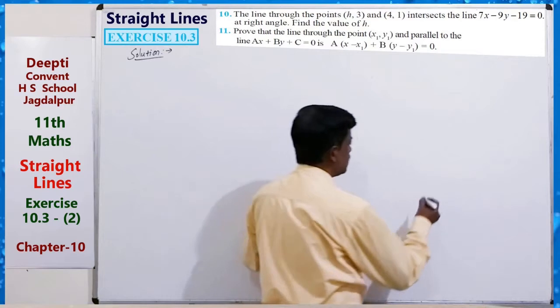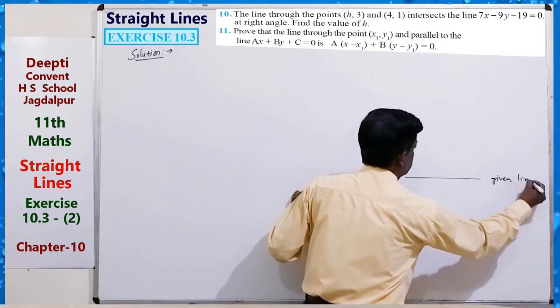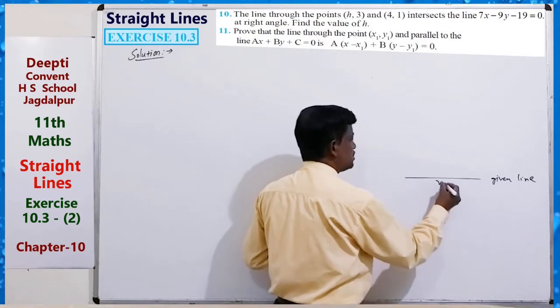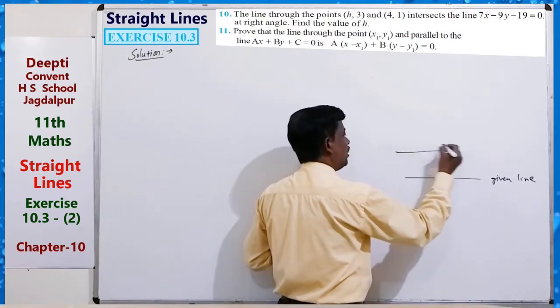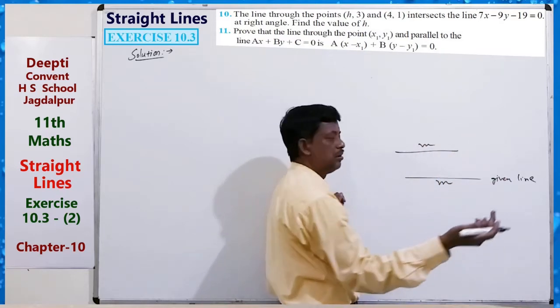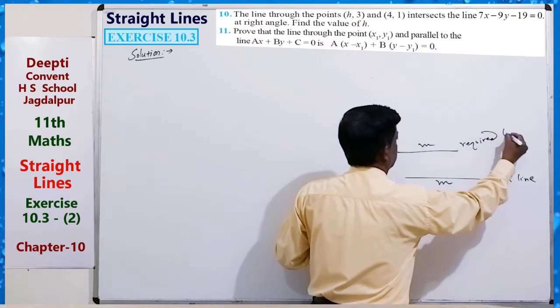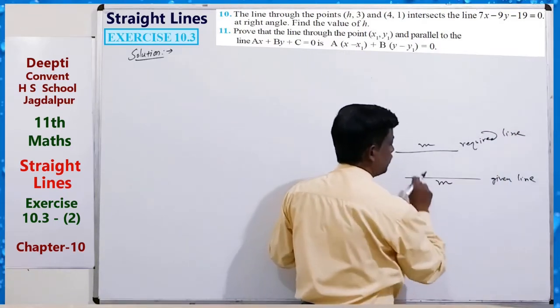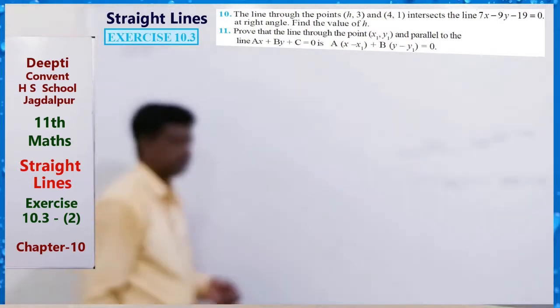So here the given line is this. Suppose its slope is m, and the parallel line will also have slope m. The required line. So the given line is ax plus by plus c equals 0.